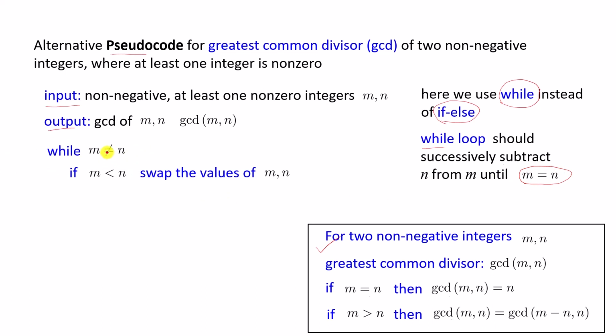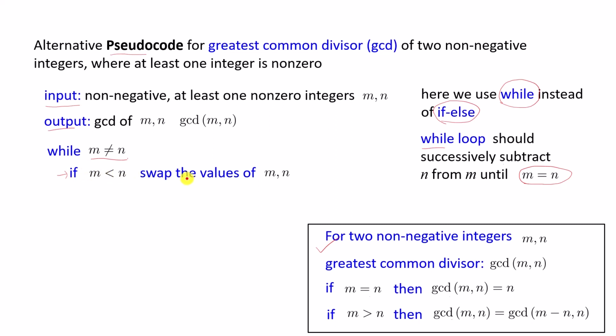So what we'll do is: while m not equals n. This is a comparison operator. If m not equals n, then only it will do whatever the while is asking it to do. If m equals n, it will not do it, it will skip this part. So if m not equals n, then it comes here.